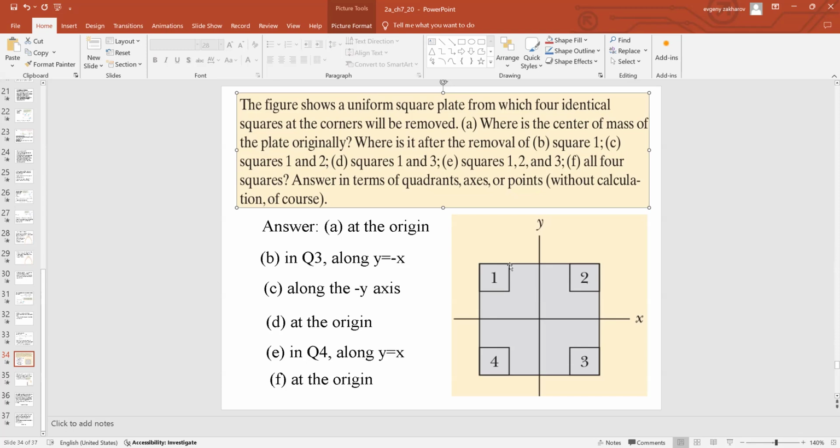Squares 1 and 2. So remove 1 and 2. It's going to be along the negative y-axis somewhere here. Squares 1 and 3. So only 2 and 4 are left. You go back to the origin. And 1, 2, 3. If it's only the fourth square that is present, then it's going to be right in the middle, along y equals x. And with all 4 squares, once again at the origin.